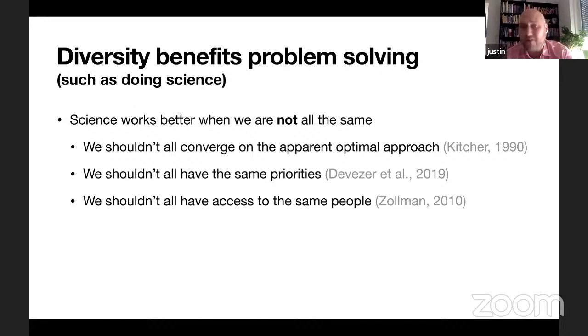And we also shouldn't have access to the same people. If information spreads very quickly through a network and we know what everyone is doing at all times, then it's easier to latch on to the apparent optimum. And this can increase herding, for instance, or groupthink. So it's actually useful if we don't contact the same people, if basically the flow of information is throttled in some way, if communication is throttled. So diversity is useful for problem solving, like doing science, but what kinds of diversity is my broader question.